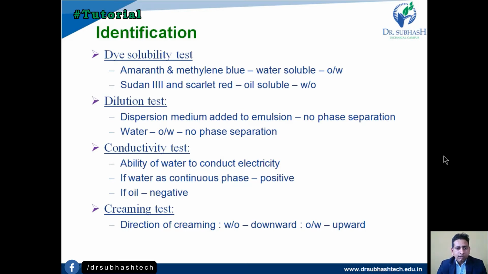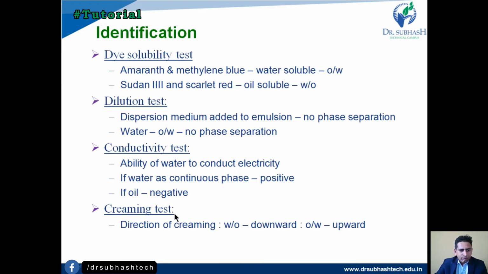Then the conductivity test. Generally water has the ability to conduct electricity. On the basis of this, we can understand whether our emulsion is oil in water or water in oil. Generally in an oil in water emulsion, water is the continuous phase, so the conductivity test gives a positive result. If oil is the continuous phase, then it gives a negative result.